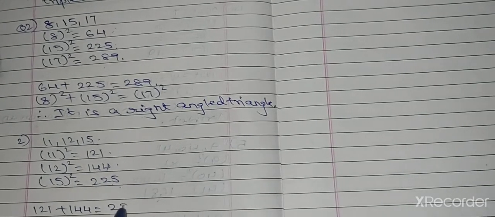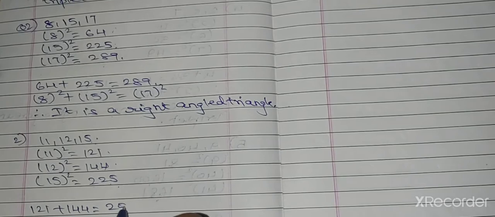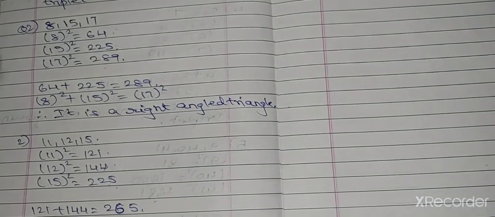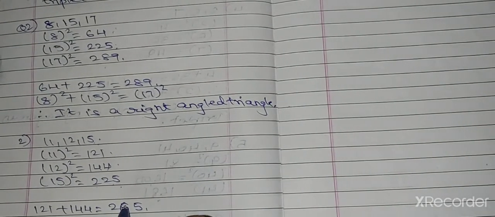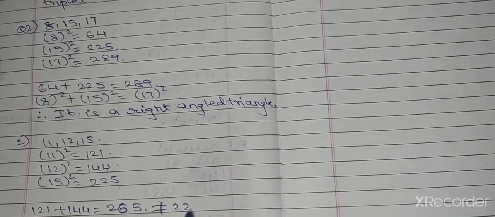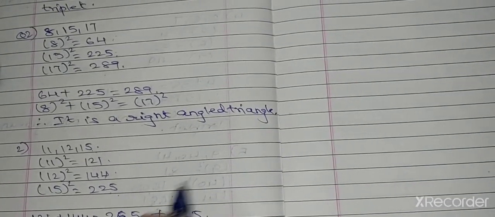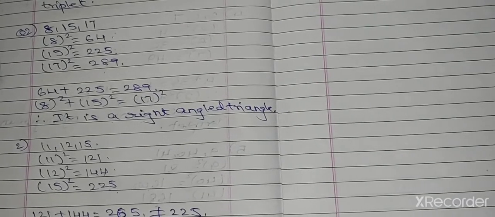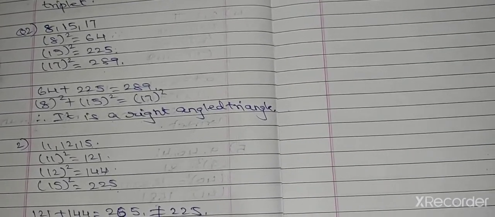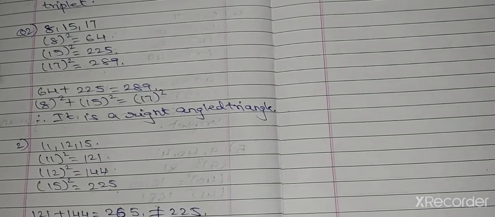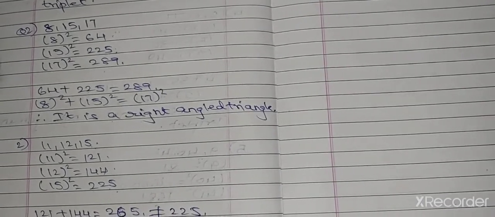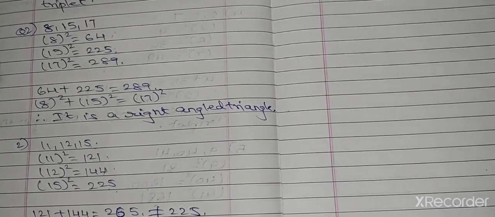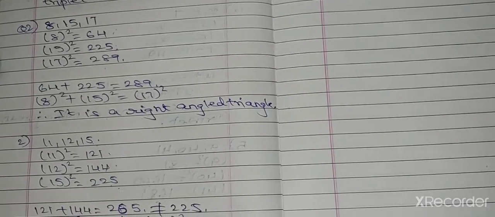265. Is 265 equal to 225? No, it is not equal to 225. So therefore 11 square plus 12 square is not equal to 15 square. Therefore it is not a right angle triangle.